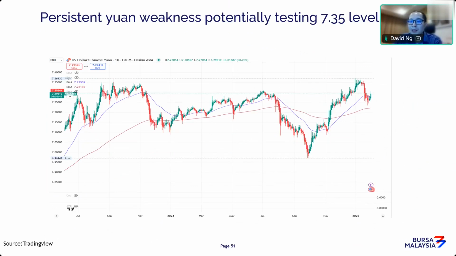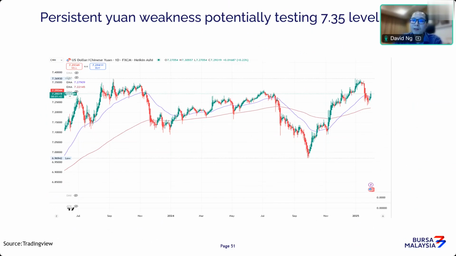But from a technical perspective, you can see that the weakness in the Chinese currency is actually quite persistent, because as I mentioned earlier, the economy is not doing well. Obviously, when the government starts to step in and measures kick in, you start to see strengthening in the currency. But until then, I think generally the trend for the Chinese yuan tends to be weaker because of its economy. So generally, I think the trend is still an uptrend, which indicates a weaker currency.